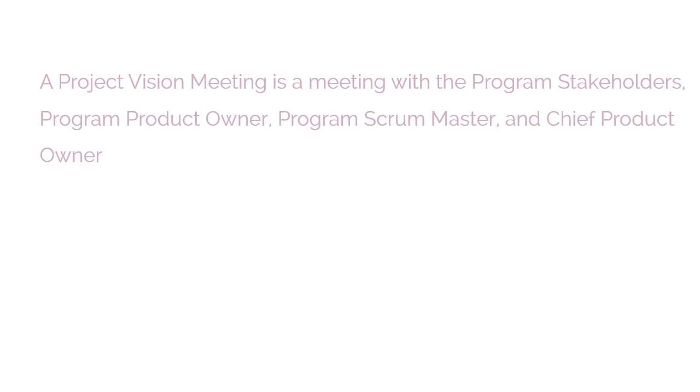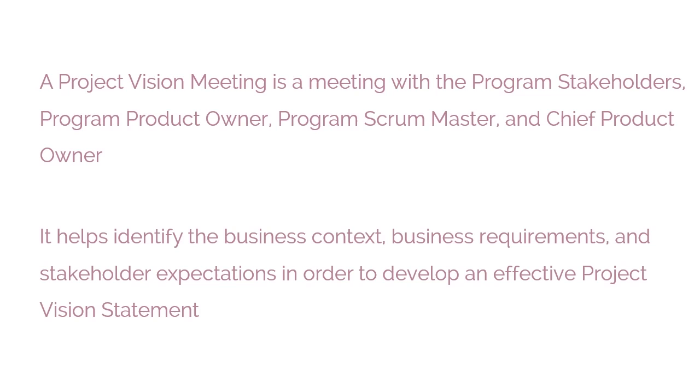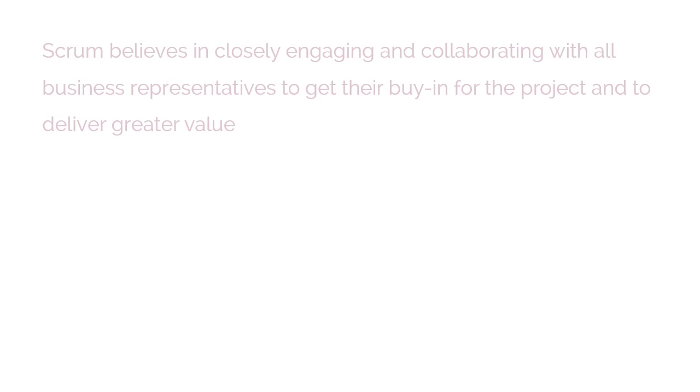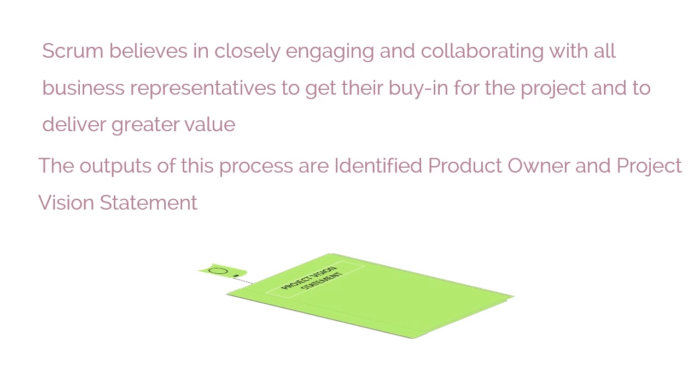A Project Vision Meeting is a meeting with the program stakeholders, program product owner, program Scrum Master, and Chief Product Owner. It helps identify the business context, business requirements, and stakeholder expectations in order to develop an effective project vision statement. Scrum believes in closely engaging and collaborating with all business representatives to get their buy-in for the project and deliver greater value. The outputs of this process are the identified product owner and project vision statement.